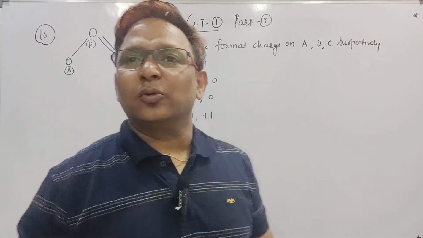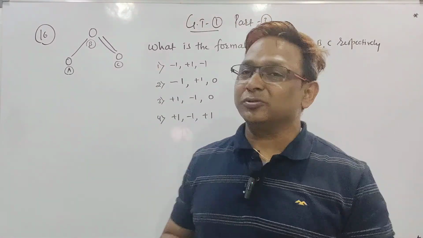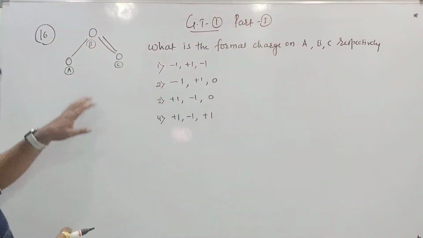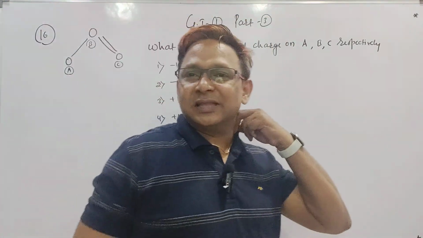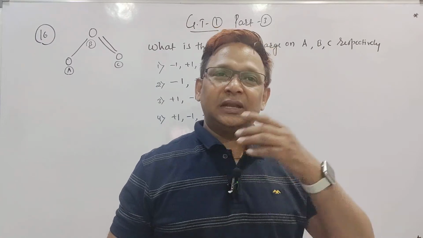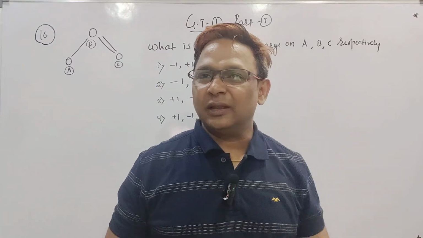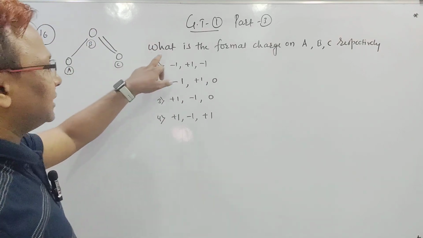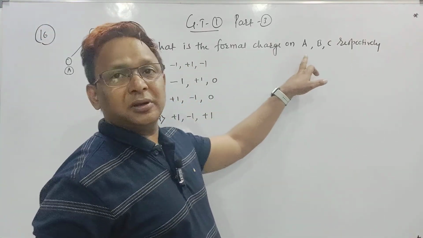See beta, this is another question from the same grand test, question number 16. It is an ozone molecule they gave us. But instead of writing O3, they have written the structure also: O, one side double bond, one side single bond, O. And they represented oxygen as A, B and C, and they're asking what is the formal charge on A, B and C respectively.